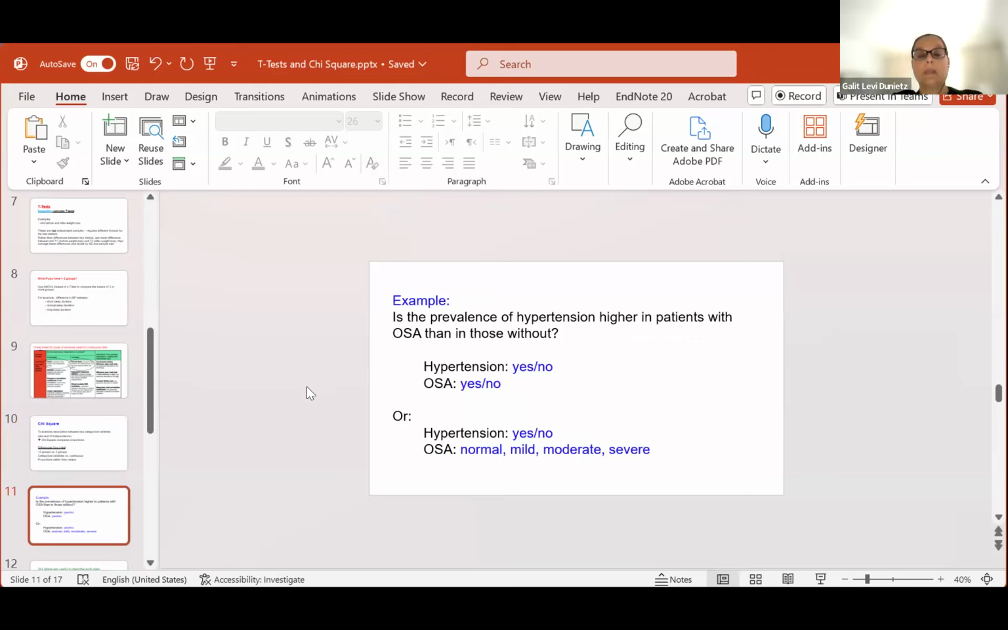And here's an example. If we're interested in examining whether the prevalence of hypertension is higher in people with OSA versus people without OSA, we have here 2 variables. We have hypertension, and we'll classify patients into 2 groups, yes or no. And then we have sleep apnea, and we also classify them into 2 groups, yes or no. We can alternatively create more than 2 groups for OSA and use 4 groups: normal, mild, moderate, severe. It is dependent on our sample size.